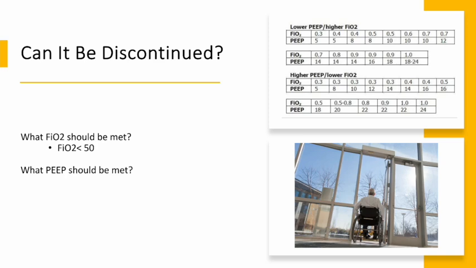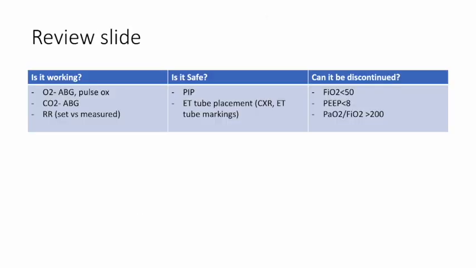And then what PEEP should be met? Yeah, so a PEEP less than 8. As you're working your way down the ladder, you should be at a point where the FiO2 is less than 50% and the PEEP is less than 8. And then what PaO2 to FiO2 ratio should be met? Greater than 200. And you can type the PaO2 FiO2 ratio into MDCalc. You get the PaO2 from an ABG and the FiO2 is the setting on the vent. So in review, as you're rounding on your patient, there's three things to ask yourself to incorporate into your presentation.